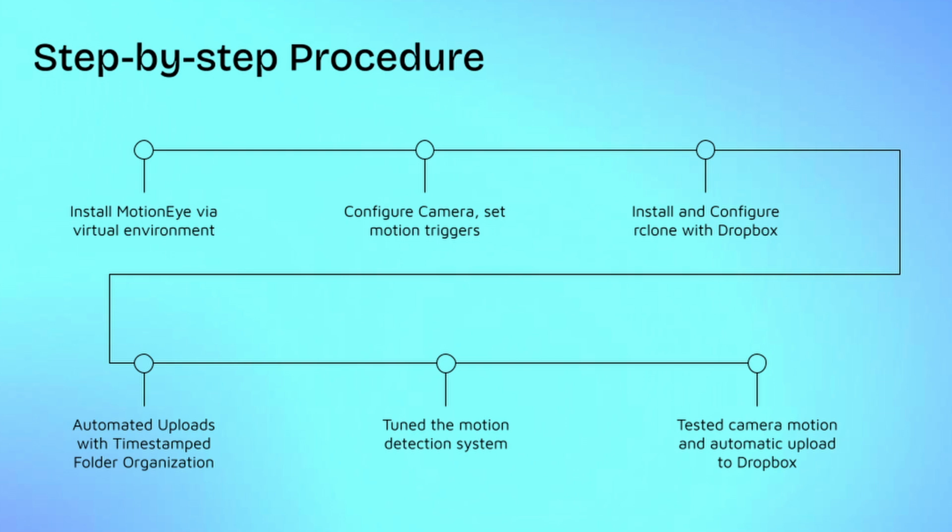Next, I installed and configured rclone with Dropbox using rclone config. I then created a folder for local storage of captured media. I wrote a bash script that uploads media to Dropbox via rclone copy. I configured MotionEye to trigger the script after each motion event using Run A Command, which is part of the MotionEye menu.